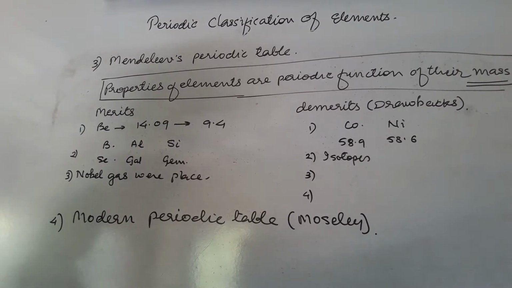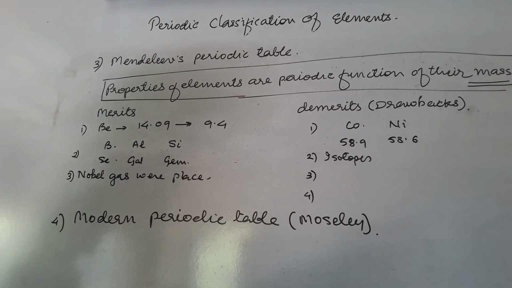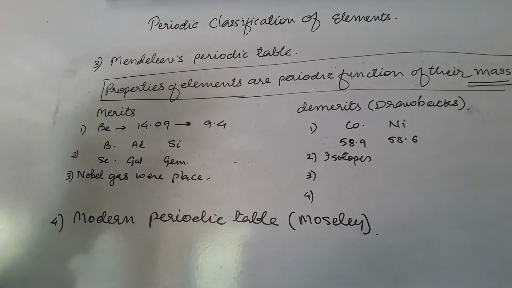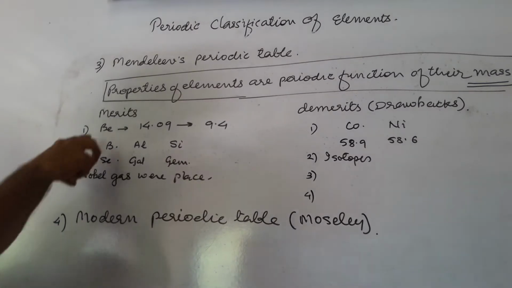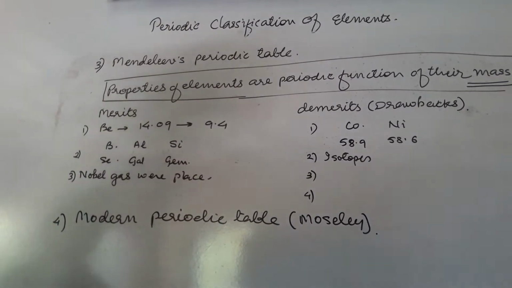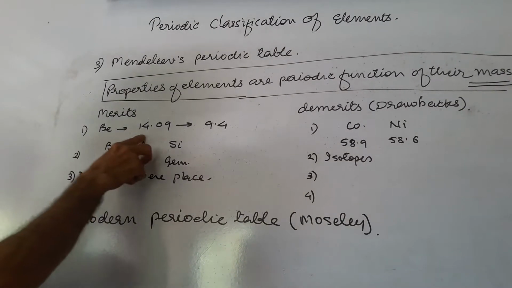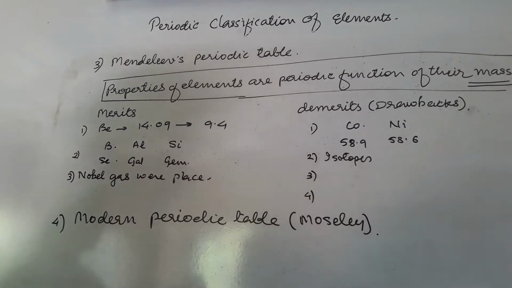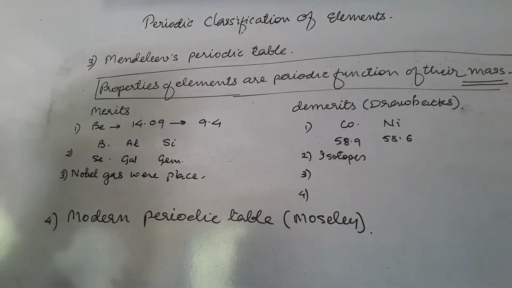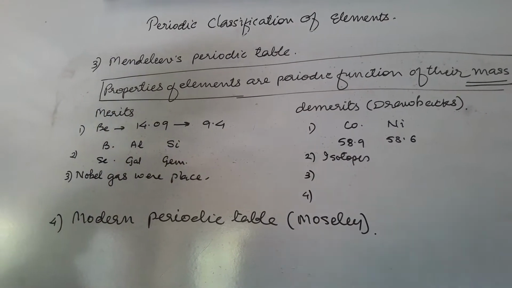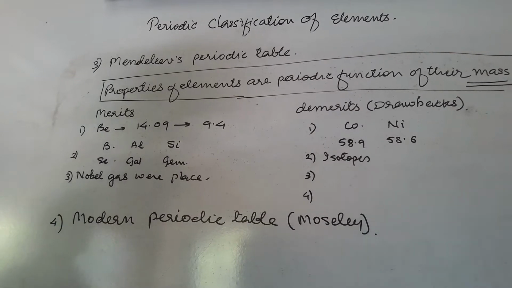If you look at the periodic table, you find that he corrected the atomic masses of some of the elements. For example, beryllium: earlier beryllium had been given the mass 14.9, but according to the property, when he placed it, he found that beryllium has a mass of 9.4. So first, he corrected the atomic mass of some of the elements.